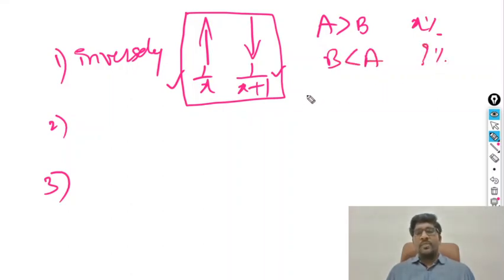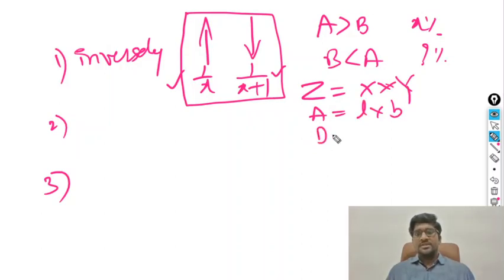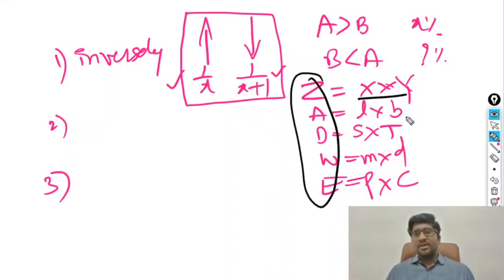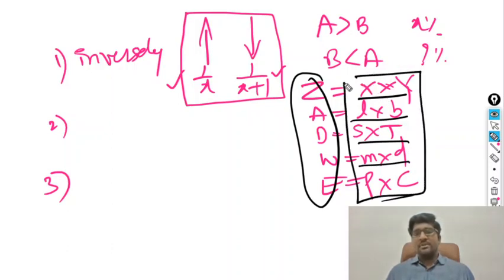We have also seen that if Z is equal to X into Y, that is area is equal to length into breadth, distance is equal to speed into time, work done is equal to manpower into days, expenditure is equal to price into consumption. In all these, if Z has to be constant, then X and Y are inversely related. So we will be given the change in one of these two, and we will be asked to find the change in the other. In all these situations, we can use this technique called 1 by x and 1 by x plus 1.